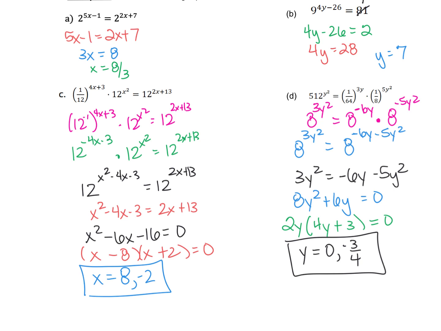Questions? Type 1. Yes. 2y equal to 0, and I solve for y. Take each term, just like we did x minus 8 and x plus 2. To get 8 and negative 2, I took x minus 8 equal to 0 and x plus 2 equal to 0. Here, I took 2y equal to 0, divided by 2, so y was 0. And I took 4y plus 3, set it equal to 0. 4y equals negative 3, y equals negative 3/4. Zero product property.